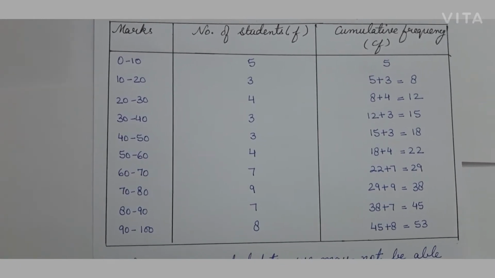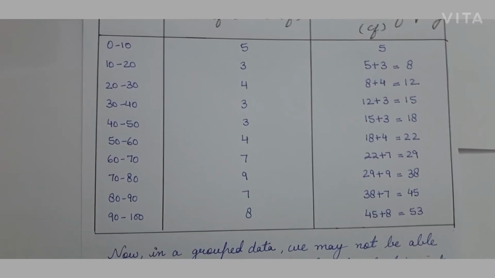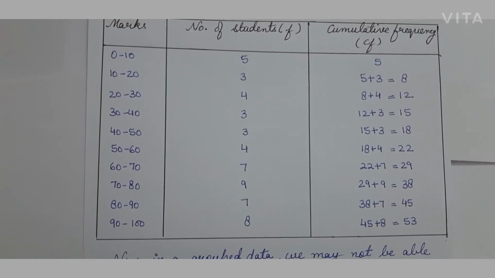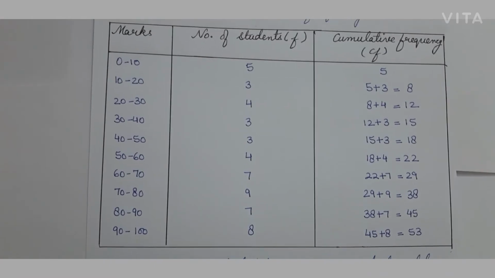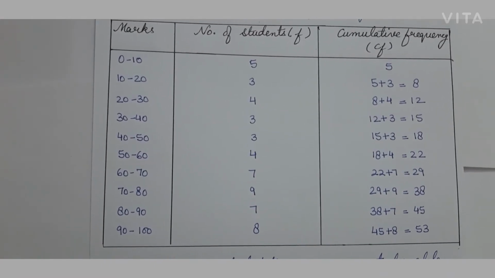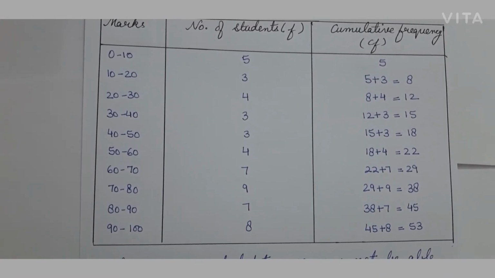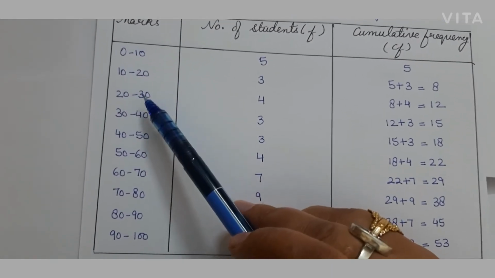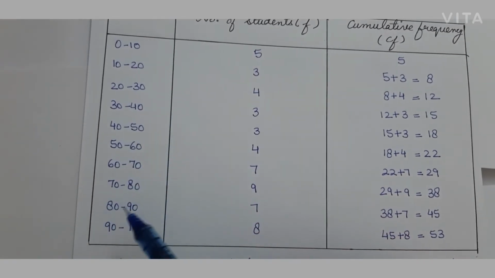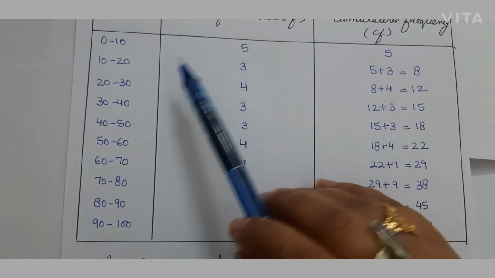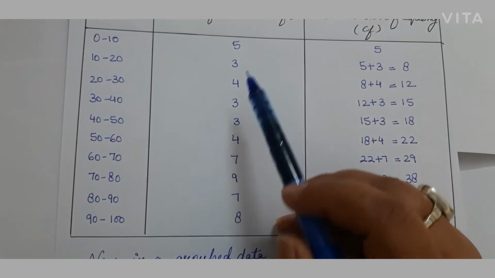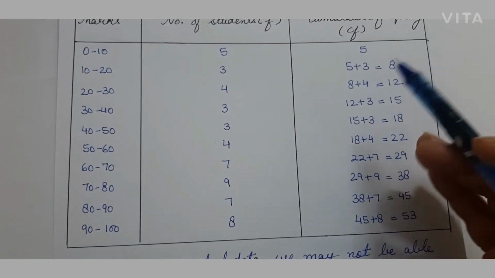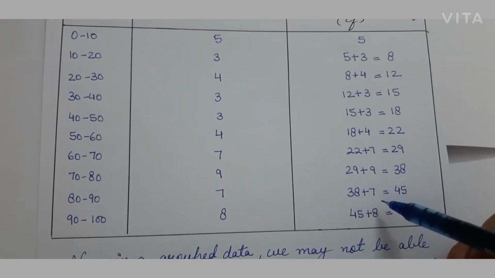In order to find the median of the grouped data, we can use any of the cumulative distributions we have earlier studied. I have shown you the less than type or more than type, any of the cumulative frequencies can be used in the distribution table. So here we have the class intervals from 0 to 10, 10 to 20, 20 to 30 and up to 90 to 100, and corresponding frequencies are written along with their cumulative frequencies.